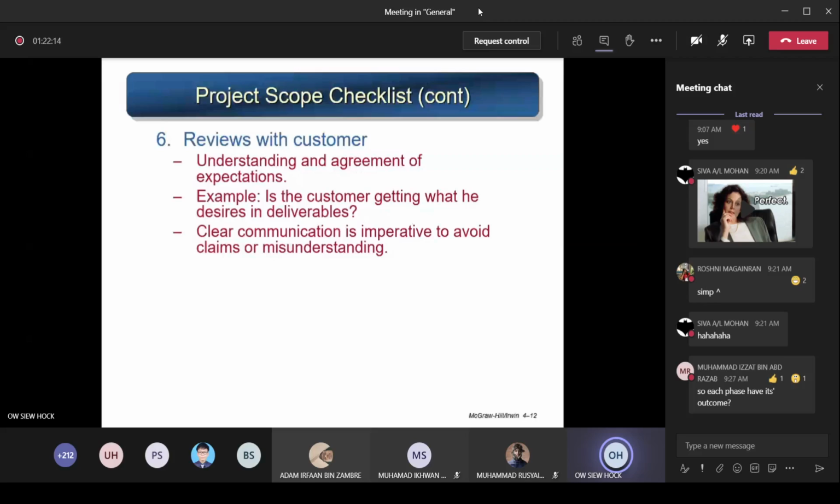It's just like when you order Grab food online. Before you actually place the order, there's a part that asks you to review, to view the food that you have ordered. So you can check whether you ordered the correct food. If you make a mistake, you can still change it before you place your order. So you need to do the reviews with the customer, right?